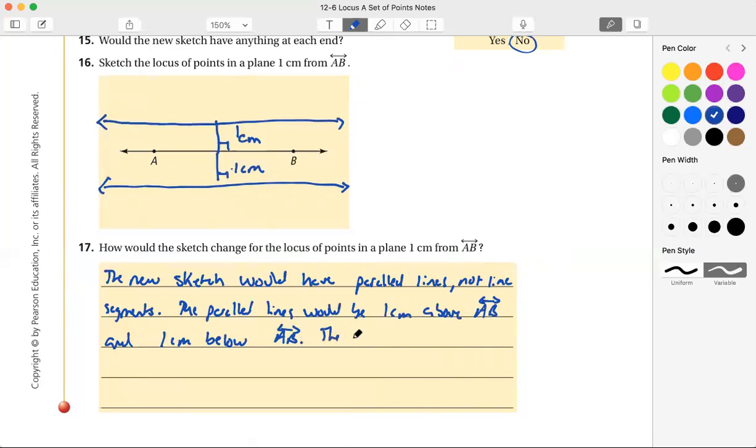The sketch would have no semicircles because the lines extend forever in opposite directions.